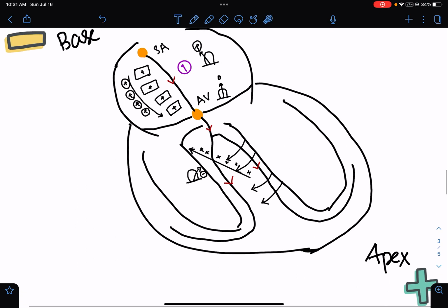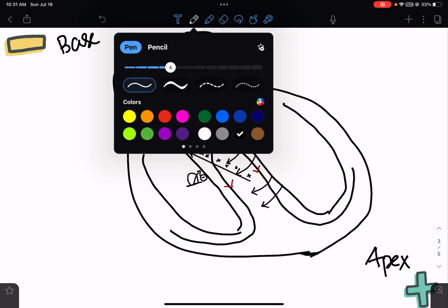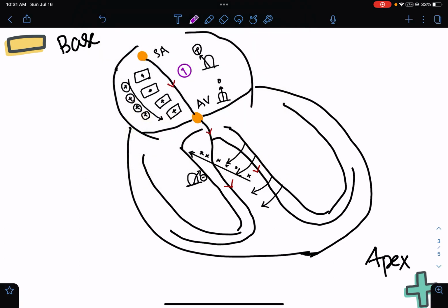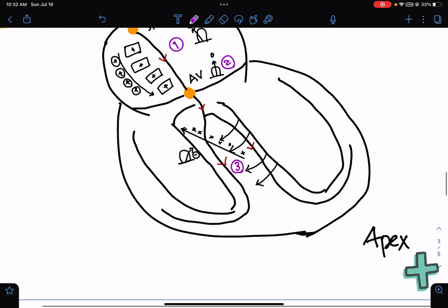Okay, after the septal depolarization, what happens? Then there will be contraction of the whole myocardium, and then there will be basal myocardial contraction. Okay, after this is number 3. This is number 2. This is number 3. And we'll continue this 1, 2, 3, 4 in the ECG waveform.